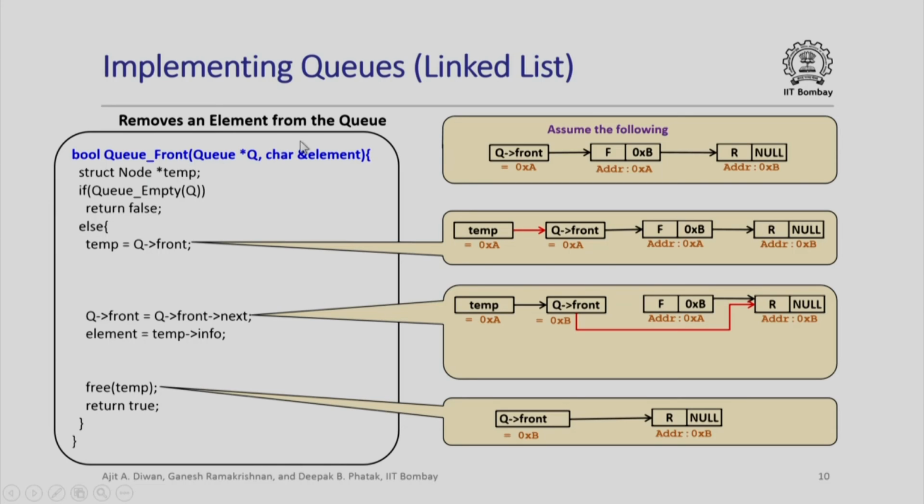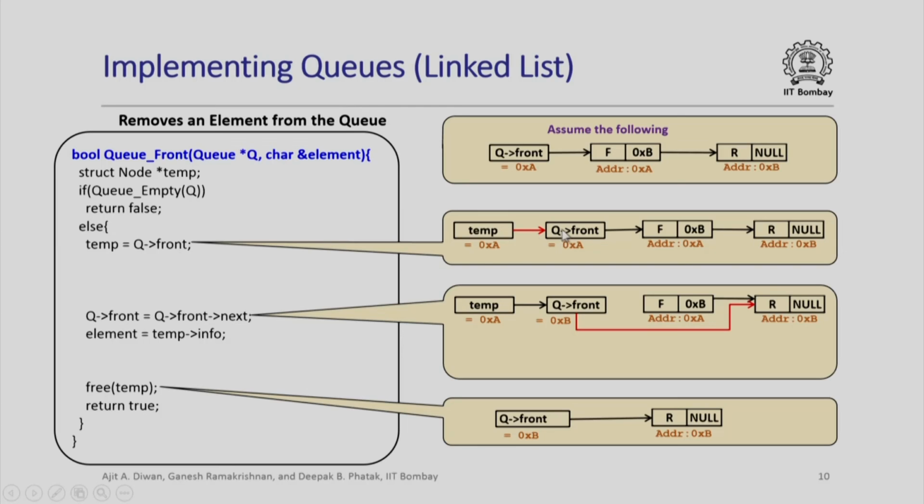Removing an element from the queue is very straightforward. Whatever queue front points to is the element that needs to be removed. Of course, that assumes that the queue has f and r as two elements. When I remove f, queue front must point to r. It is a very simple operation. So, what I do is, of course, if queue is empty I do nothing, but if queue is not empty I assign temp to queue front which is temporarily holding a pointer here.